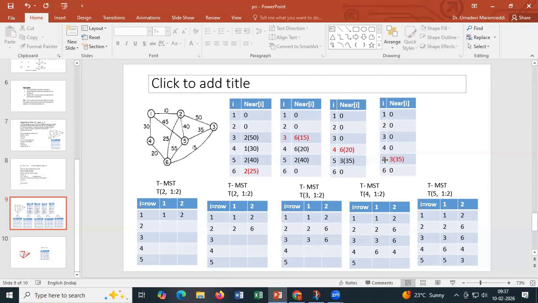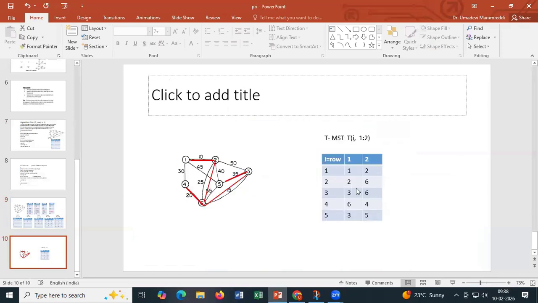Now only 5 is there. You check which it is near. Is 5 to 1 is 45, 5 to 2, like that you have to check. It should not form a cycle. Now 5 to 3 is 35. So all these vertices were added. Adding the edge costs: earlier 10, now 10 plus 25, 15, plus 20, plus 35. You get the minimum cost spanning tree. See, this is the spanning tree, and you sum up its edges 10, 25, 15, 35, 20. This is the minimum cost spanning tree.